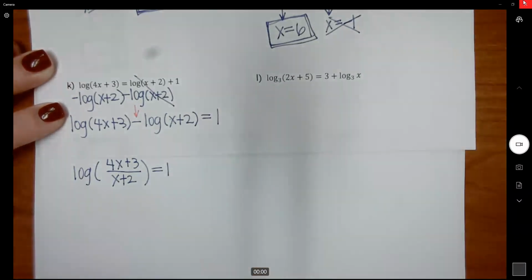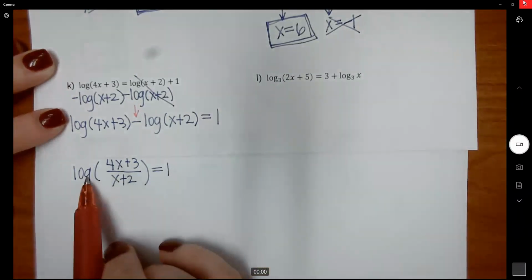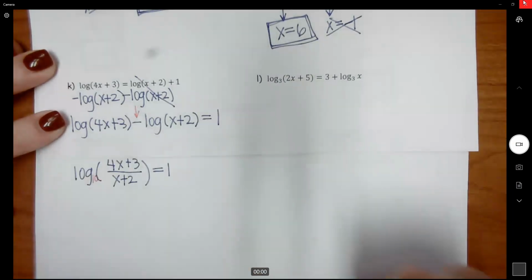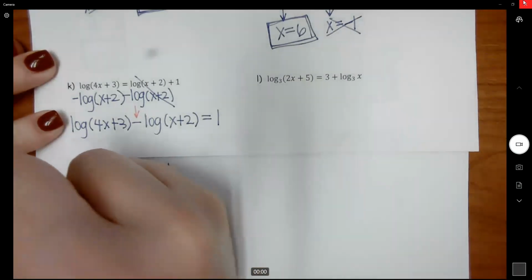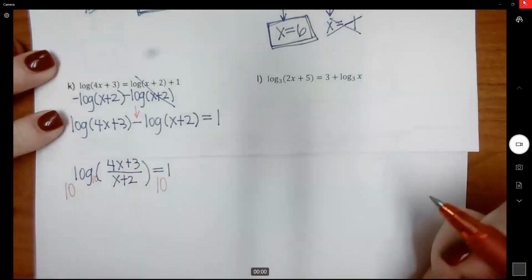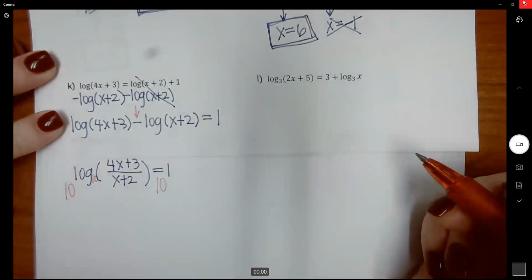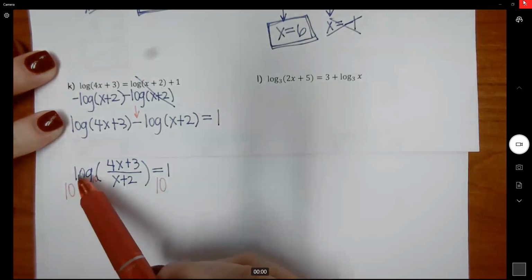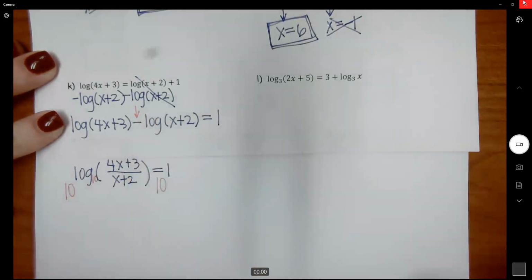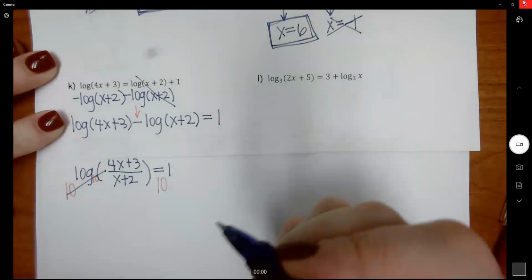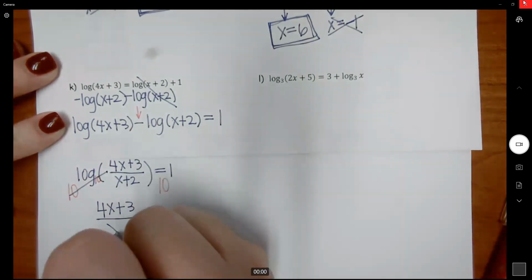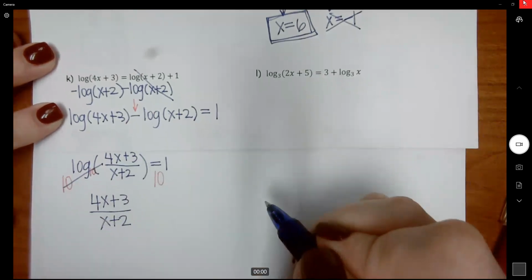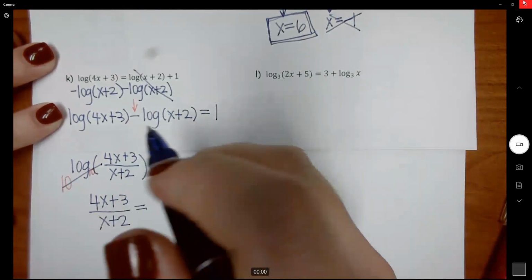So now we have to do what we've been doing. How do you cancel out a log with a base of 10, right? That's a common log. If you don't see a base, there's a known 10 there. To do that, we'll take each side as an exponential with a base of 10. So now 10 to the log base 10 power, that cancels, and I am left with 4x plus 3 over x plus 2. And then 10 to the first is 10.